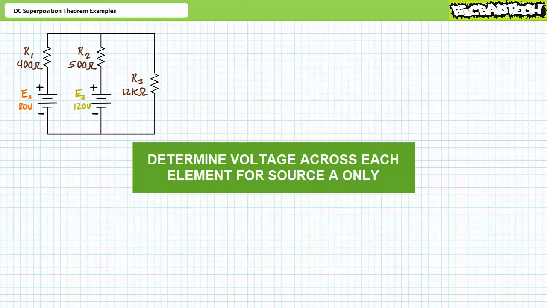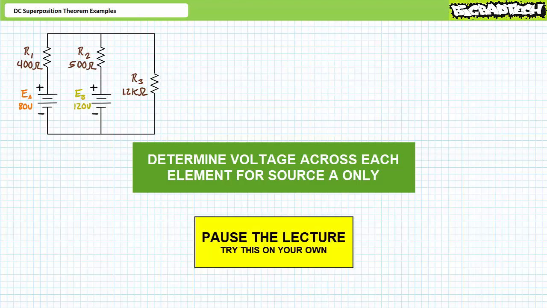Once we've got these values, we'll move on to stage 2 and examine voltage figures when source B is the source of interest and source A has been removed from consideration. By all means, pause the lecture and try stage 1 on your own. If you're tracking, you should have obtained the following values.